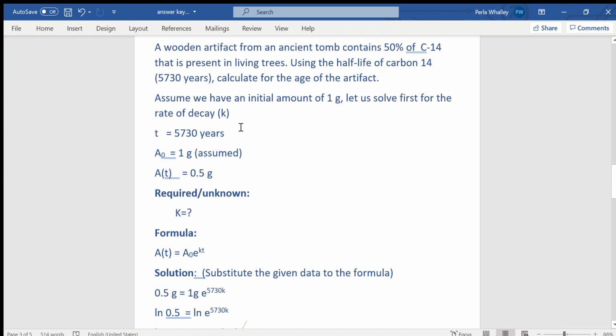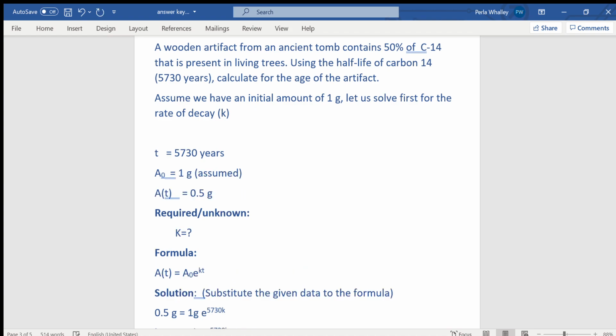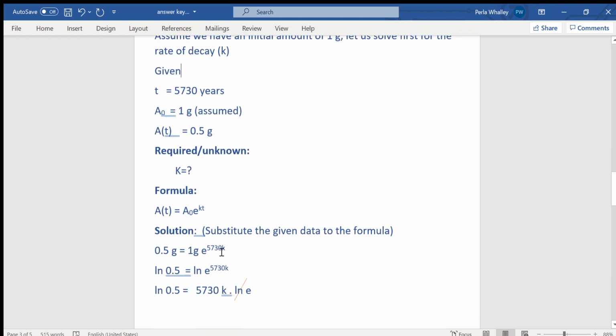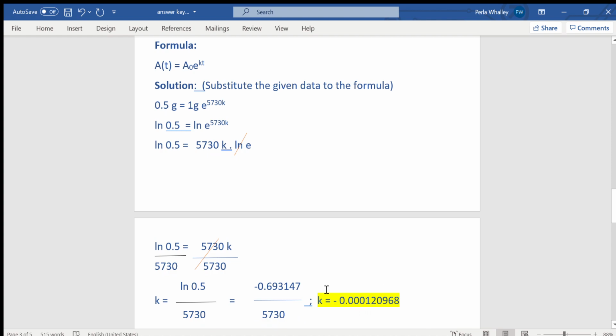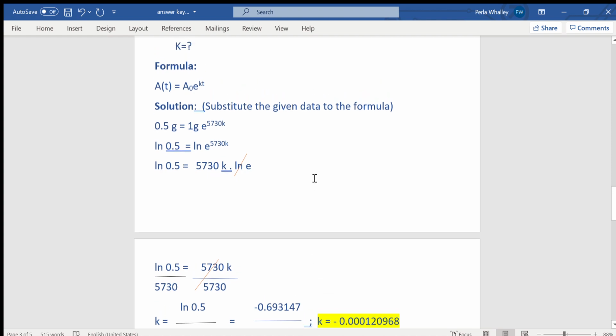In solving problem class, there are 4 steps. The first one is the given, and then the required. Next is the formula and the solution. I will be giving 1 point for the given, 1 point for the required, 1 point for the formula, and 2 points for the solution. So 1 point for the process and 1 point for the final answer. So the problem will be given 5 points.